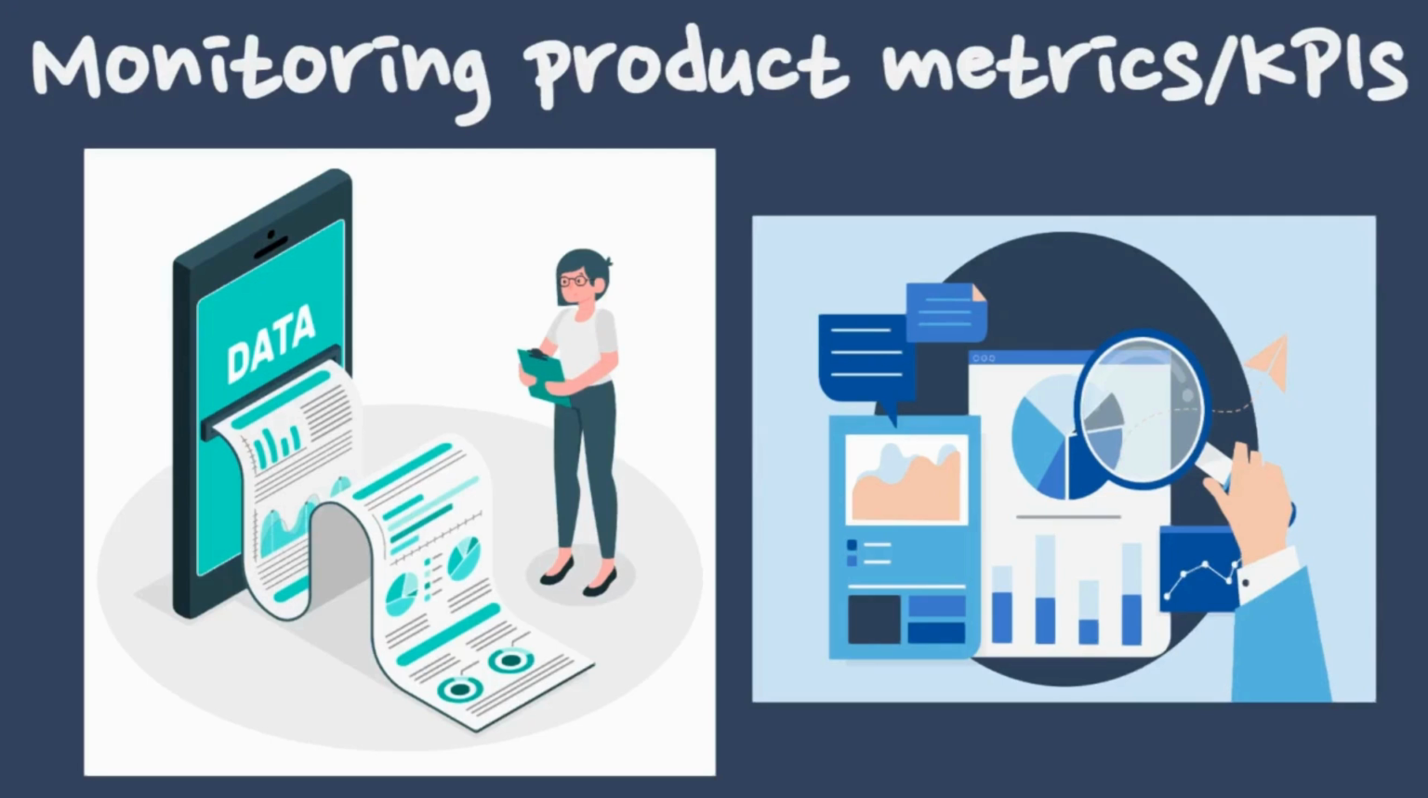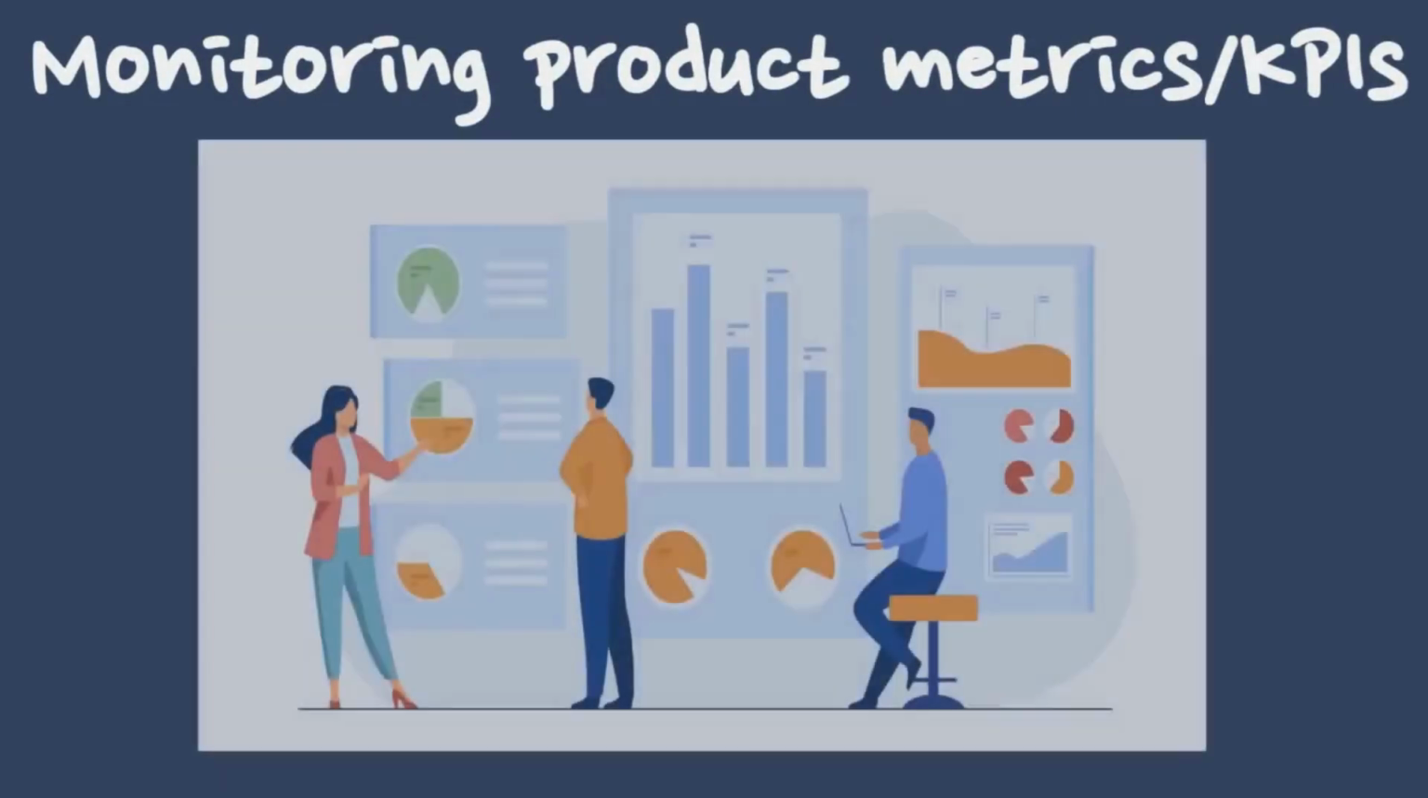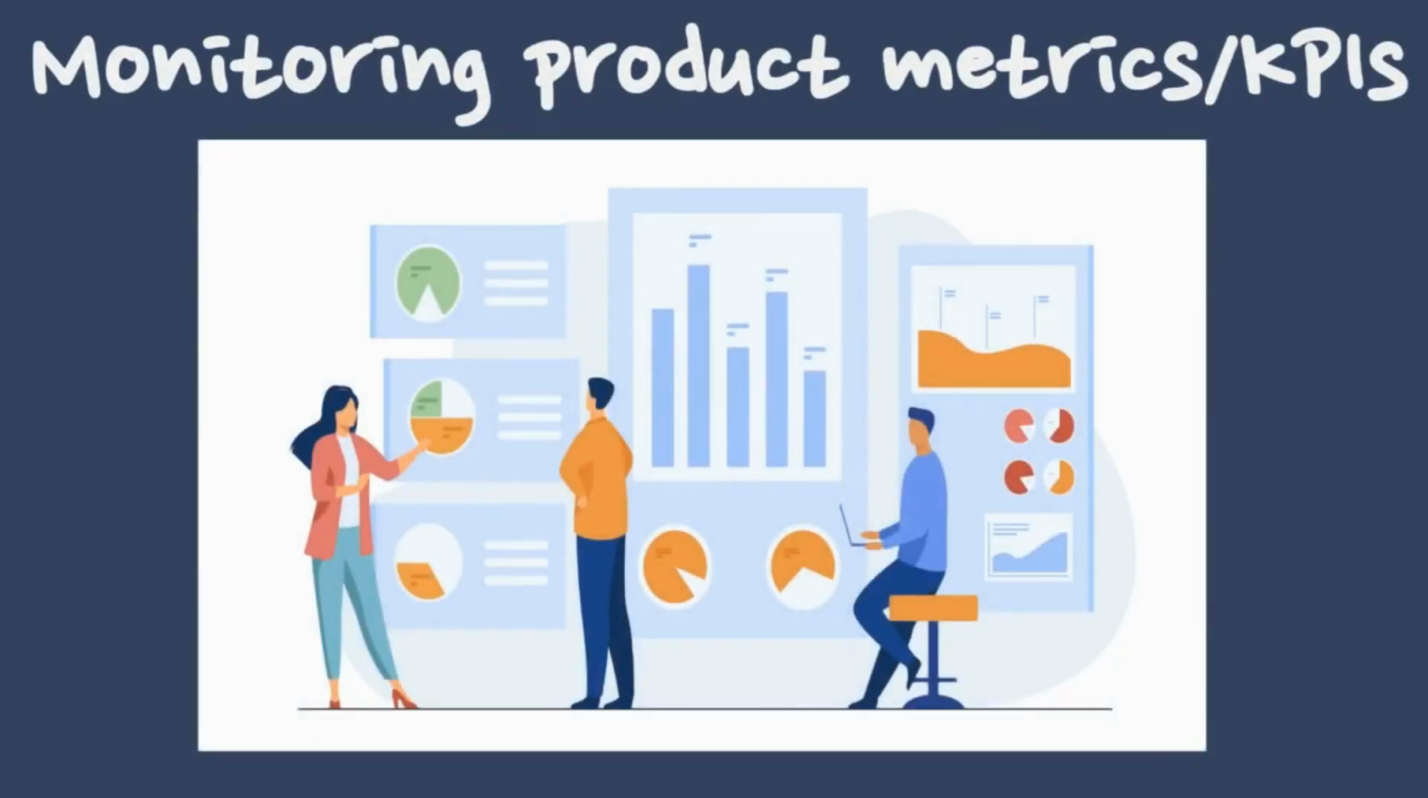Number 7, monitor your product metrics and KPIs and take action to improve performance based off your findings. Feature optimization, redesigning user interfaces, or launching A/B tests could be part of this process. Your product should be continuously iterated based on feedback and data.